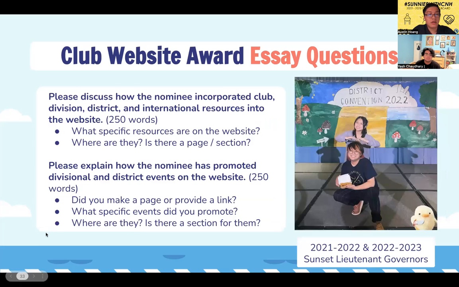And so you would also discuss how the club's website incorporated resources on any level of Circle K into the website. So it's just something to think about: what specific resource site to put on the website, and how were they accessed by any visitor on the website. Like, is there a specific page or section for them? And also how you promoted divisional and district events on your club's website.